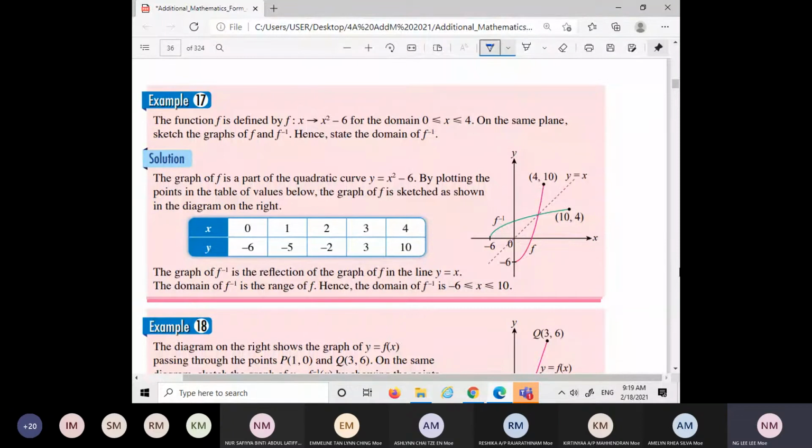The function f is defined. f(x) equals x squared minus 6 for the domain 0 to 4. So you see, why do you say 0 to 4? They only want this part, because you know the x squared graph is a parabola. If this is positive, it's a smiling face this way.